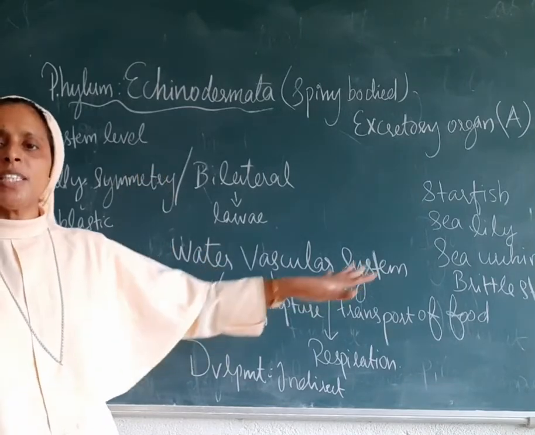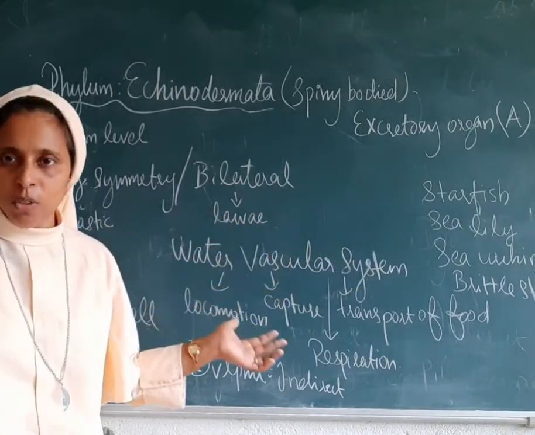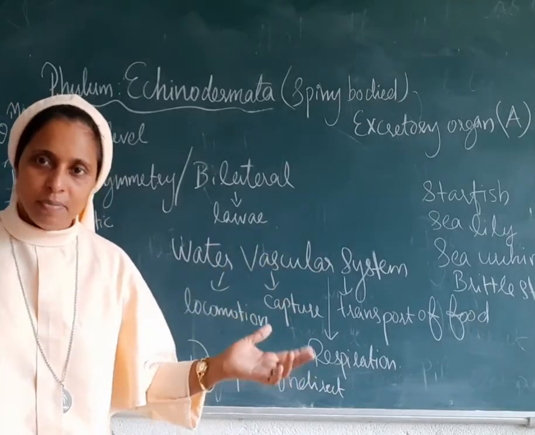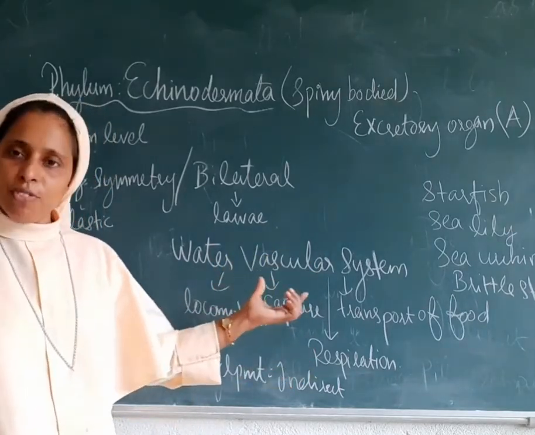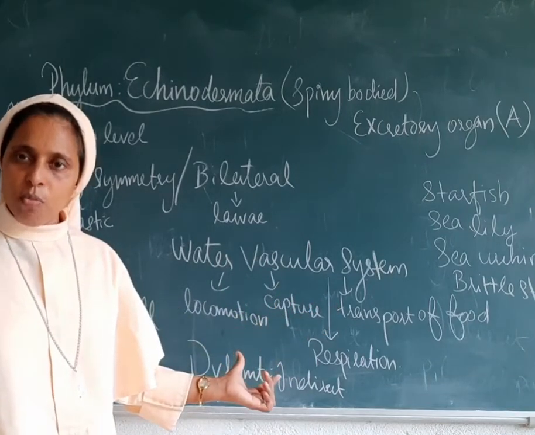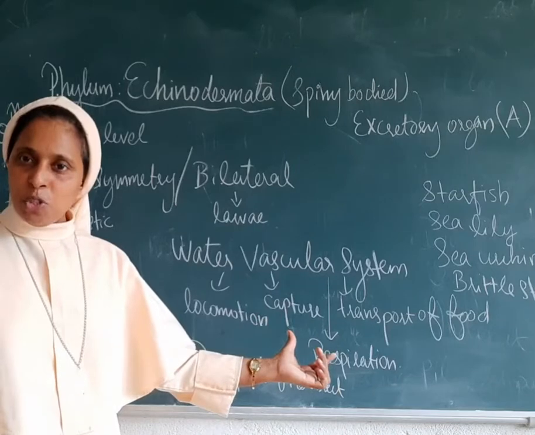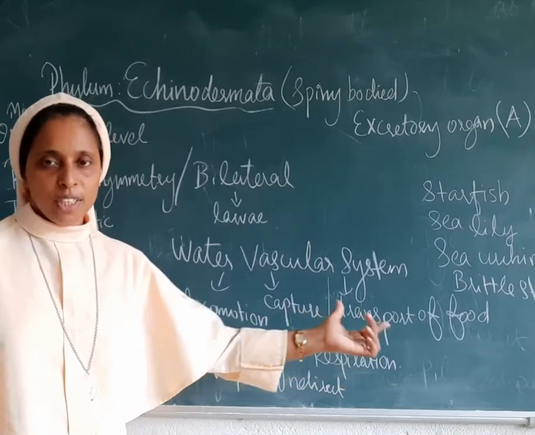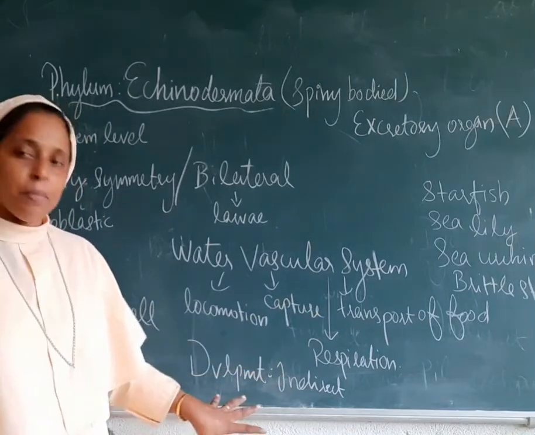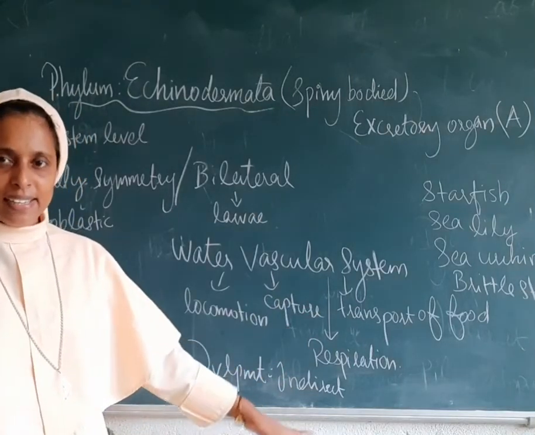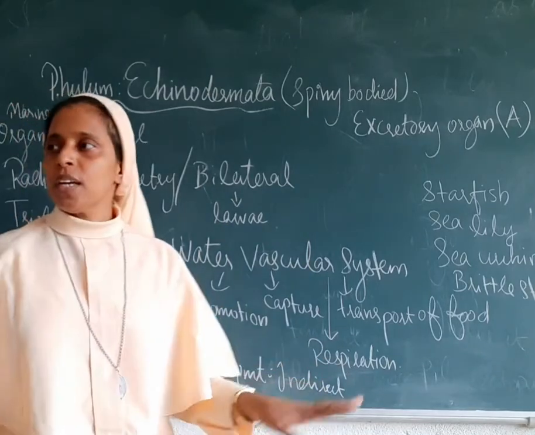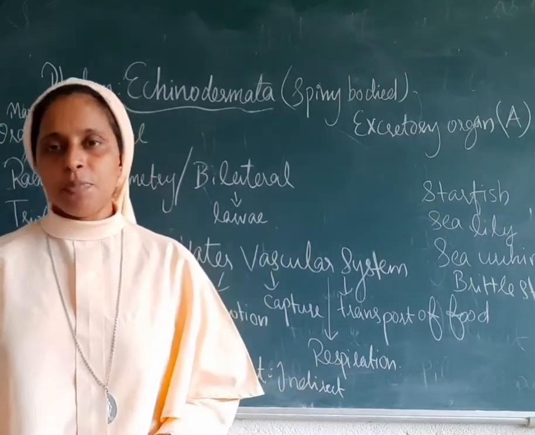Then the special distinct feature of echinoderms we have to recall and remember is the water vascular system. It's very, very important. What is the function of the water vascular system? It is used for locomotion, capture, respiration, and transportation of food. These are the main functions of the water vascular system. And development is indirect. The excretory organ is absent.